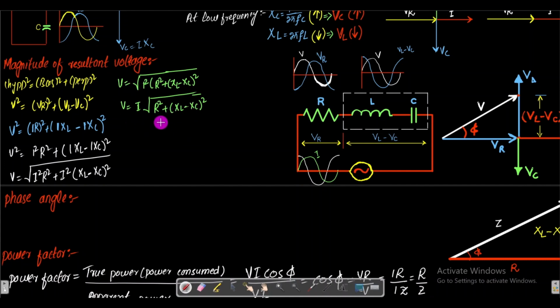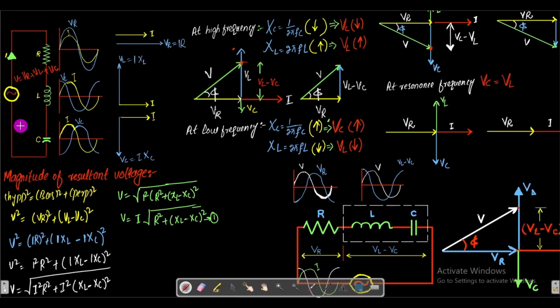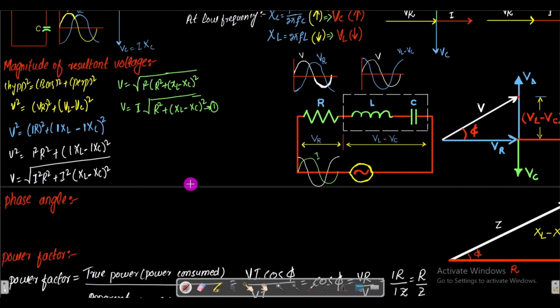This is the relation for the resultant magnitude of the resultant voltage. And now we are interested to find the total opposition to the flow of the charges in this RLC circuit. So for that we know from Ohm's law that V by I is equal to R. So the above equation will become V by I, and on this side the remaining thing will be the square root of R square plus XL minus XC whole square.